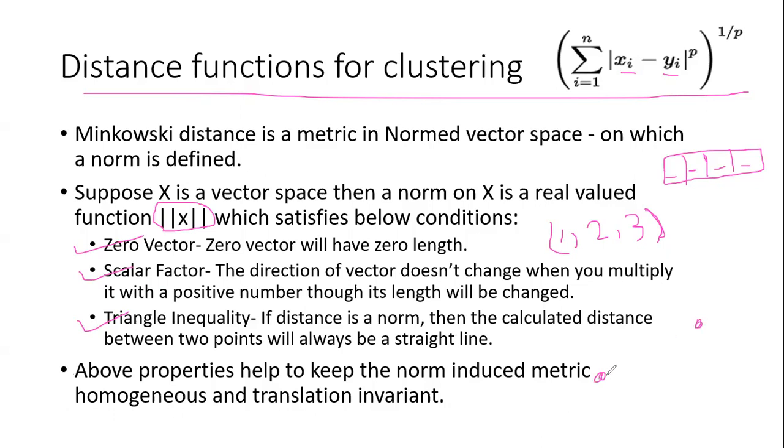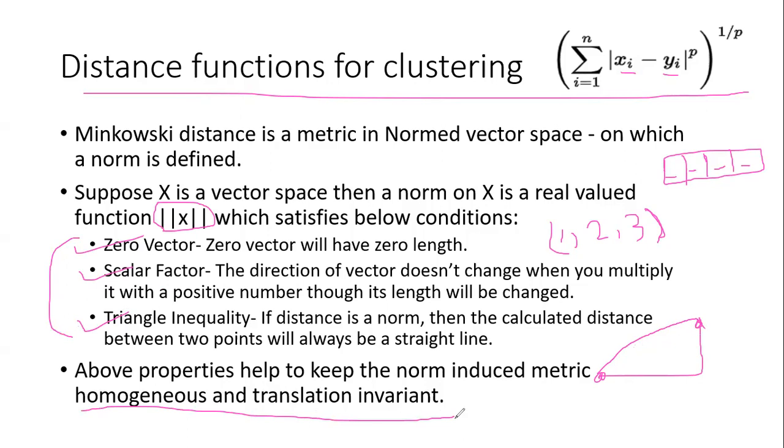The calculated distance between two points, or two vectors, is always going to be a straight line. So that satisfies the triangle inequality. Bas, ye basic cheez aap yaad rakhna ke norm kya hota hai. Just remember this, okay? So these are the properties which will keep the norm induced metric. Any metric which is based on this Minkowski distance will be homogeneous and translation invariant.